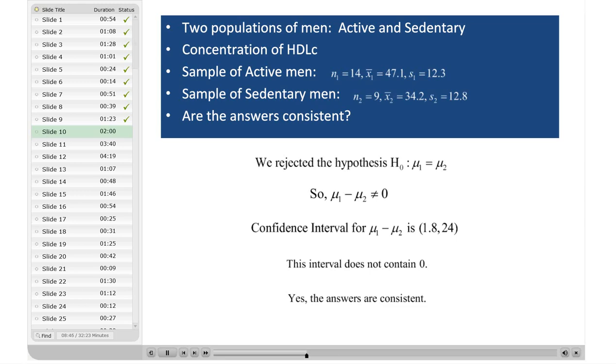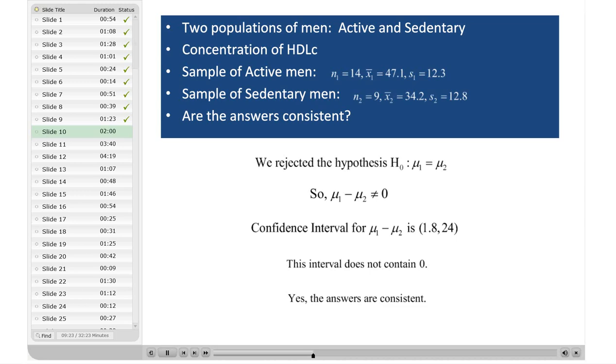Now let's look at the confidence interval. We have a confidence interval for mu1 minus mu2 that goes from 1.8 to 24. This also says that mu1 minus mu2 can't be 0. I mean, if mu1 minus mu2 is between 1.8 and 24, then it can't be 0. So the hypothesis test and the confidence interval are both saying it's very unlikely that mu1 minus mu2 is equal to 0, which is equivalent to saying it's very unlikely that mu1 is equal to mu2. So yes, the answers to these two questions are consistent. This is not a coincidence.